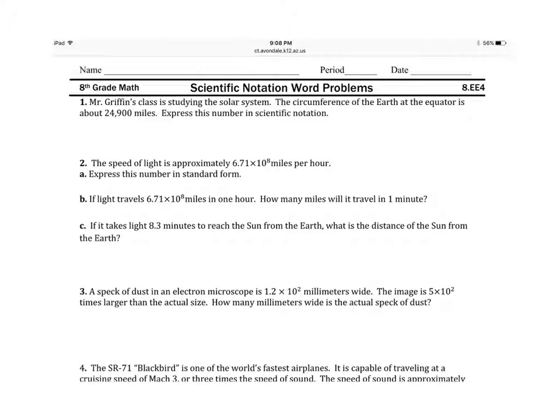Hey, 8th grade, this is Miss Harkness, and I wanted to show you a couple more scientific notation operations word problems, and help you decode what the operation is that you need to do.